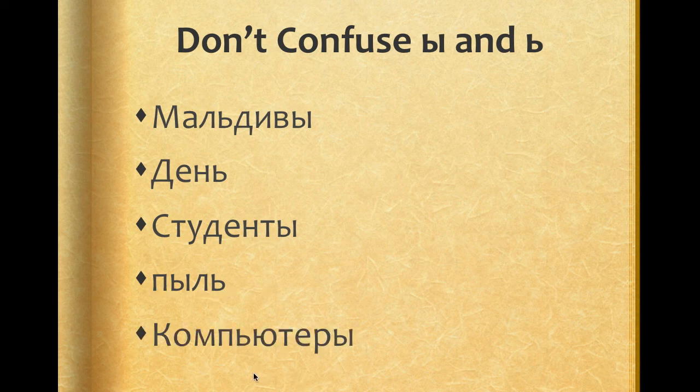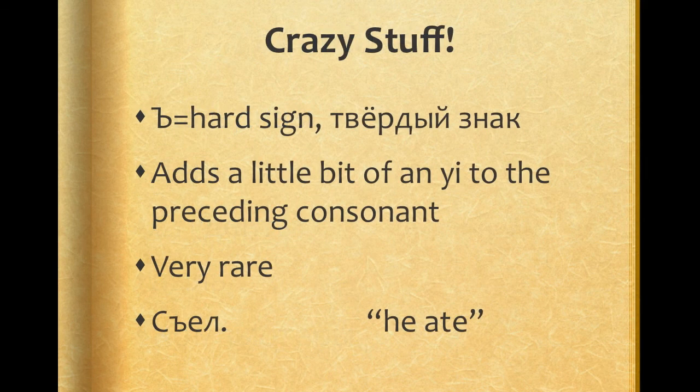Okay? Let's see what we can find in this one. Okay, so there's the мягкий знак, because it doesn't have the lowercase L right after it. And there's ы. So let's try and pronounce this word. It's a cognate. Компьютеры. Good.